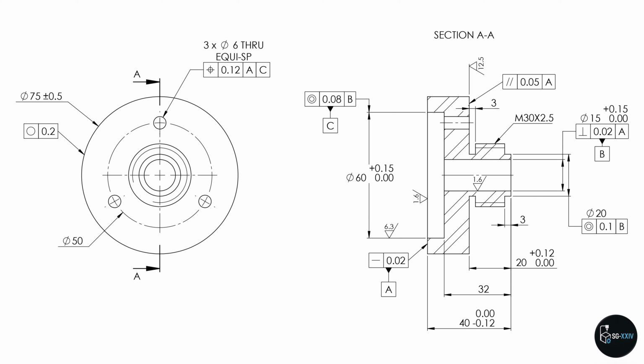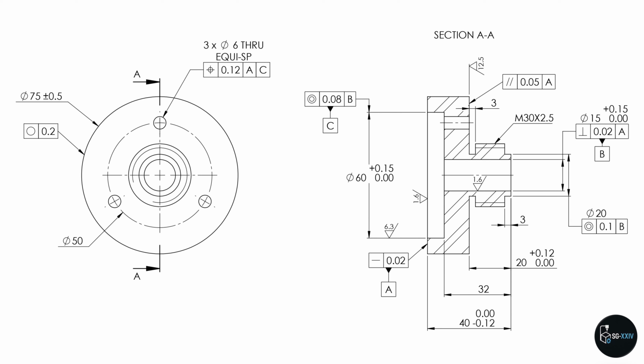The central thread section is labeled M30 x 2.5, specifying a standard metric thread with a 30 mm major diameter and 2.5 mm pitch. The inner diameter 15 mm hole includes a perpendicularity tolerance of 0.02 mm relative to datum A, ensuring that the hole axis is perpendicular to the base face.